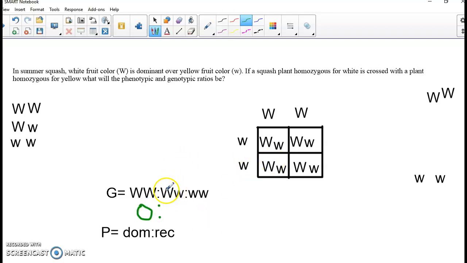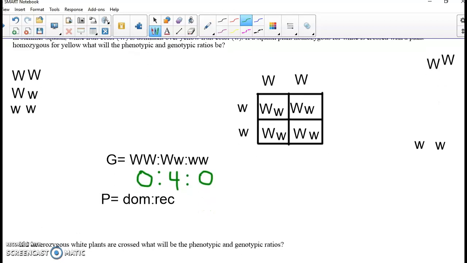The second one is heterozygous, big W, little w. So I take a look here and I have 1, 2, 3, 4. All four boxes are going to be heterozygous, so it's going to be a 4. And then finally, I could figure it out without counting because there's none left. There's only 4 boxes, and I already have 4 here. But how many of these have little w? The answer to that would be 0. So it's a 0 to 4 to 0 ratio for the genotypic ratio.